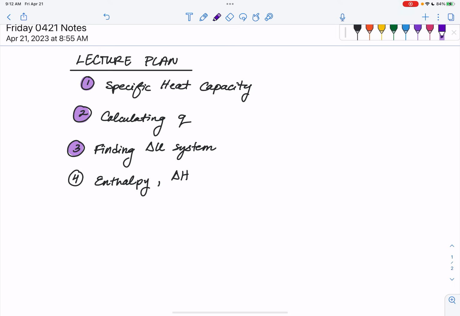And now that we know how to quantify both heat and pressure volume work, we will use those calculations to determine the change in total internal energy of some kind of system. And then we will begin our conversation about enthalpy.